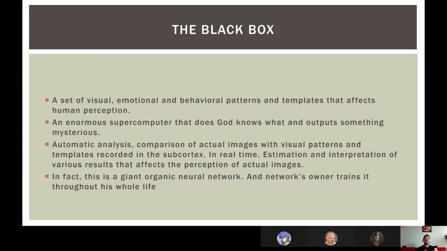So basically, if you don't see something, this black box will create something that will fill the gap, even if it's not a real gap. If you don't see some details on the face, on the character, your black box will create the lacking details, and you will have not the image you're actually seeing, but the image that was recreated after going through that black box. In fact, this is a giant organic neural network, and the network's owner trains it throughout his whole life.